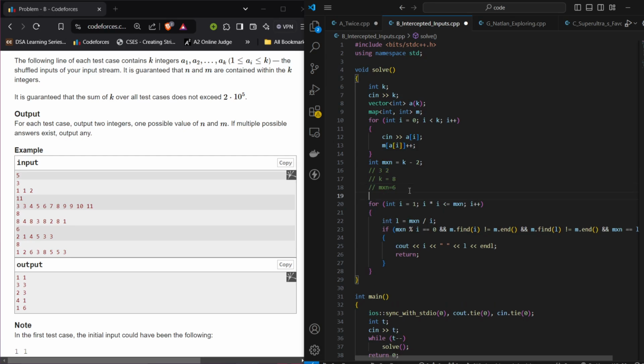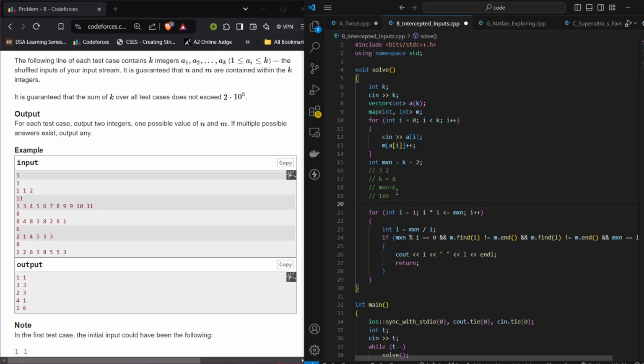Now what are the possible n cross m? If I have this 6, how can I make the entire grid? Either it can be 1 cross 6, or it could be 2 cross 3, that's it. So I will check whether 1 and 6 are found in the array that I have. If that's the case, I can simply take it, because I don't care about the order. They can be arranged in any way possible, either 2 3 or 1 6, because these are just numbers. I'm only concerned that these two numbers should be present there.